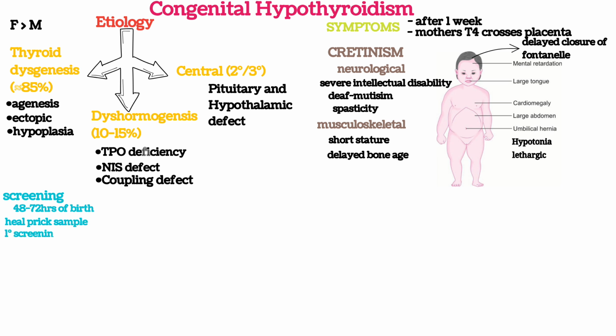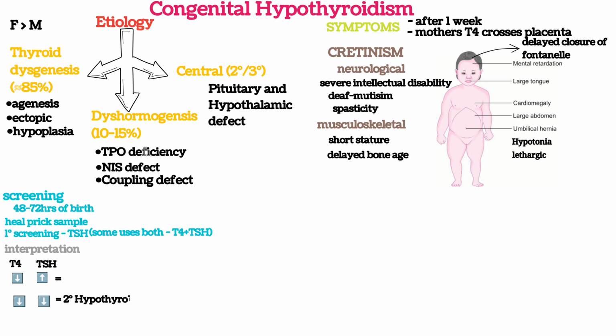It is done within 48 to 72 hours of birth, and a heel prick blood sample is used. For first screening, we only do TSH, and we can also use T4, but T4 is not so good, because maternal T4 can cross the placenta, so interpretations and lab reports might be wrong. Now we will talk about interpretation. If T4 is low and TSH is high, it means there is some defect in the thyroid gland, so we will call it primary hypothyroidism. And if T4 is low and TSH is also low, it will be called secondary hypothyroidism.